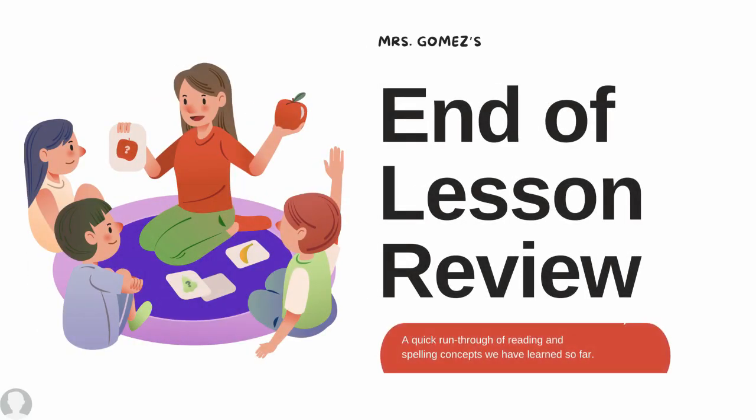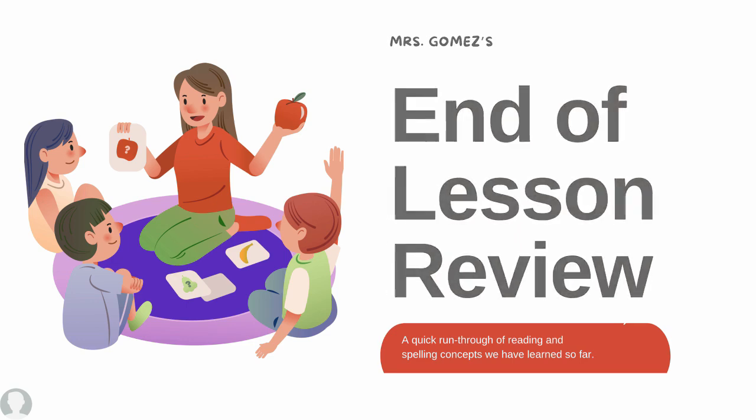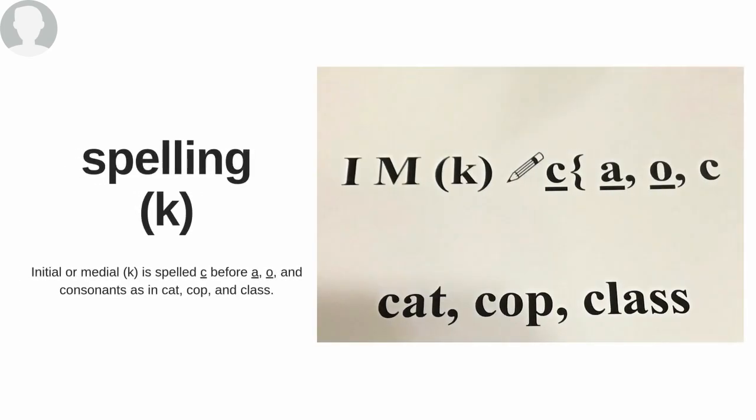Mrs. Gomez's end of lesson review, a quick run through of reading and spelling concepts we have learned so far. Spelling the k sound. Initial or medial k is spelled C before A, O, and consonants, as in cat, cop, and class.